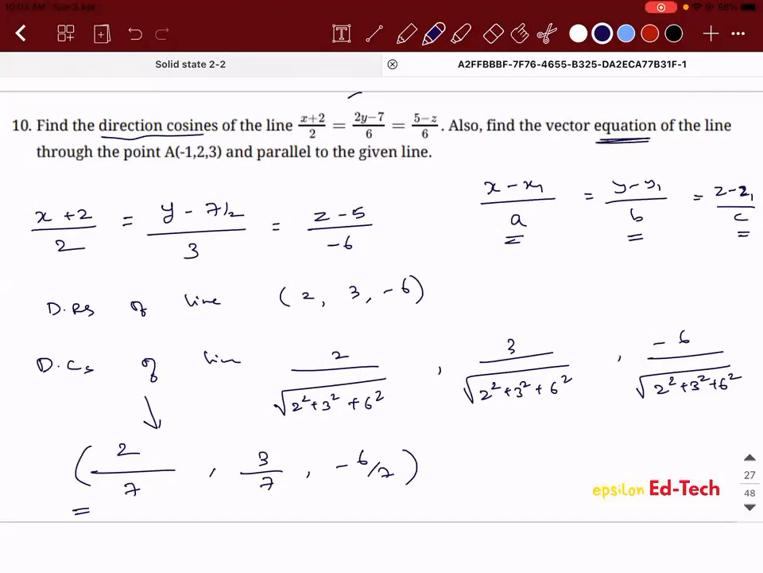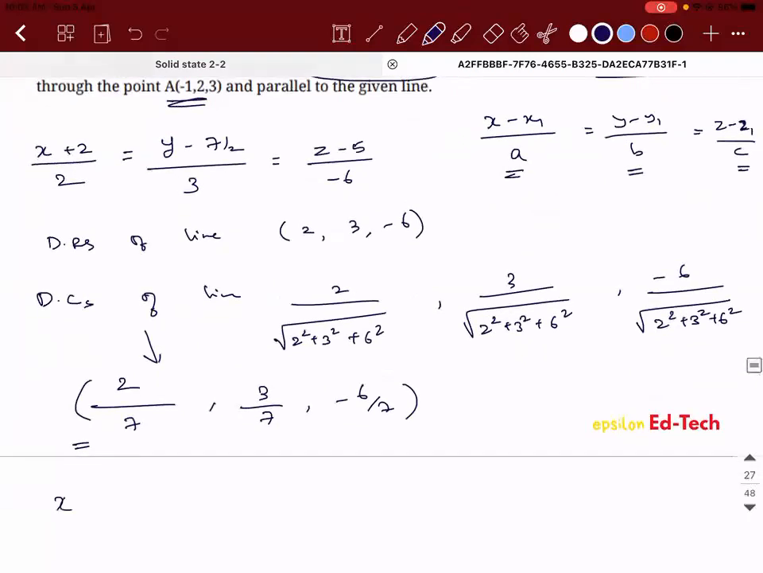Find the vector equation of the line that is passing through the point 1, 2, 3 and parallel to the given line. It's very simple. So x minus x1, that is x plus 1, divided by the direction ratio of the line itself, 2, is equal to y minus 2 divided by 3 is equal to z minus 5 divided by minus 6. So this will be the equation.